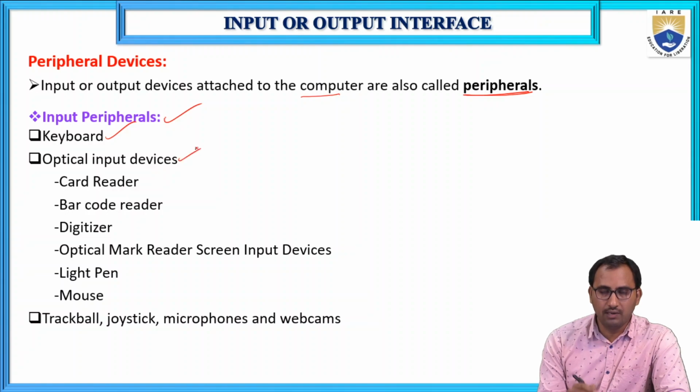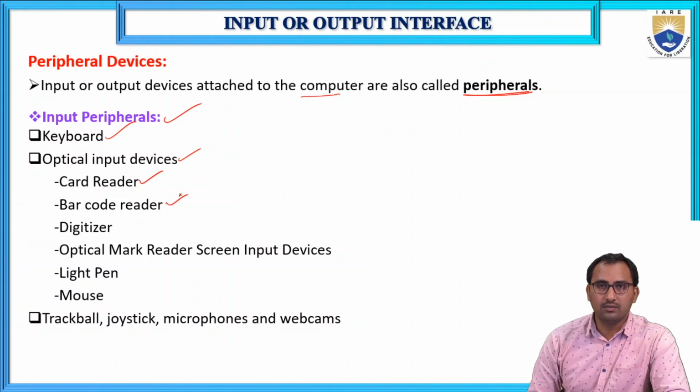Under optical input devices, we have different types: card reader, barcode reader, digitizer, optical mark reader, screen input device, light pen, and mouse. The card reader is used to decode the information from the microchip.